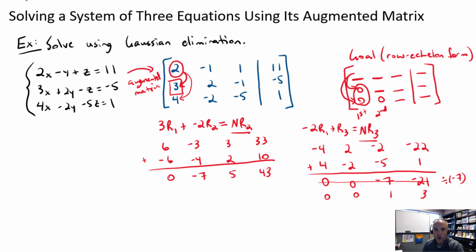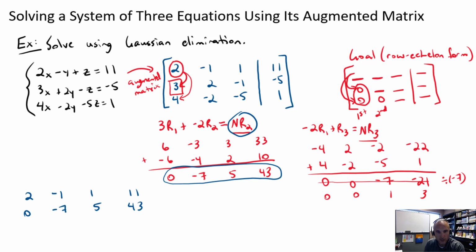All right, let's see where we're at. I have a new system now where my first row did not change. I didn't get a new row 1. So row 1 is still 2, -1, 1, 11. But my new row 2 is this guy right here, 0, -7, 5, 43. And my new row 3 is right here, 0, 0, 1, 3.